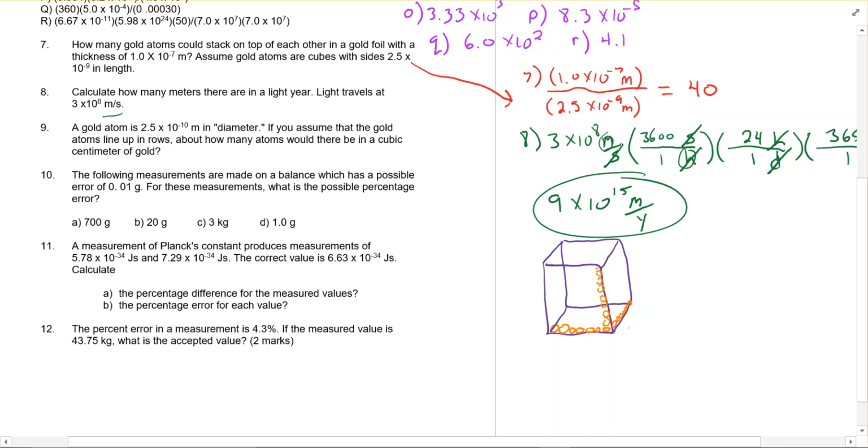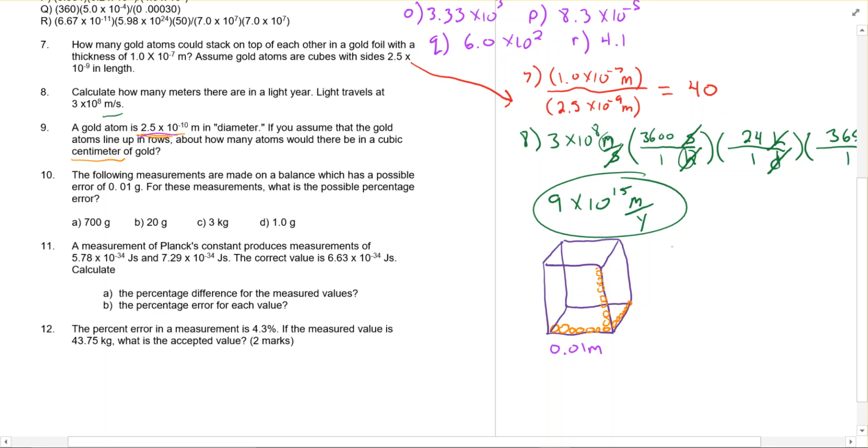First, we know the diameter of our atom, and we know it's a cubic centimeter of gold, so one of these sides is 1 centimeter. First I'm going to convert centimeters into meters, because that's better for our calculation. 1 centimeter is 0.01 meters. Now, to figure out how many of these gold atoms are along the bottom, we just divide this by the diameter.